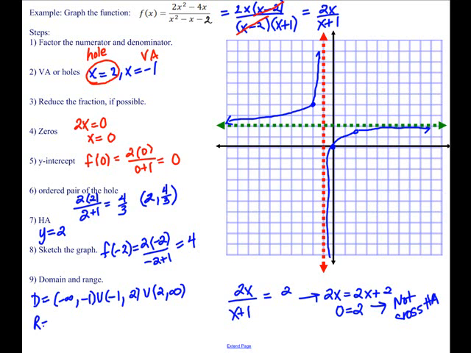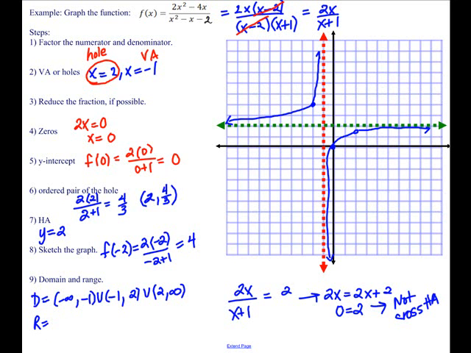Now the range is going to be a little bit trickier here because look what happens. Remember, we're reading from bottom up. We start from the bottom, so we have values from negative infinity on up, except where this hole is, right? We don't take on that y value, which is at 4/3, but then we go above it, approaching the line y equals 2, but never crossing it. And then we pick up above the y equals 2.